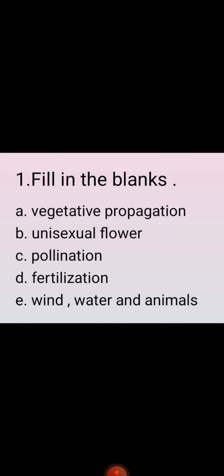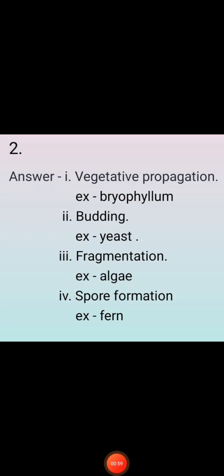The fusion of male and female gametes is termed as fertilization. Seed dispersal takes place by means of wind, water, and animals. So, our next question is: describe the different methods of asexual reproduction.